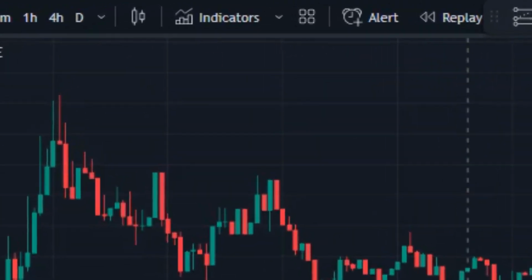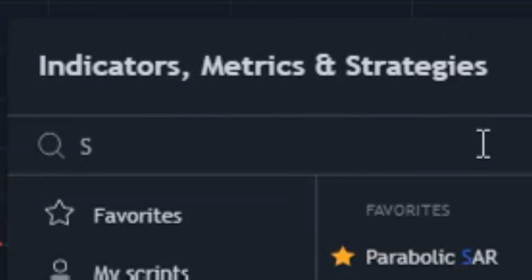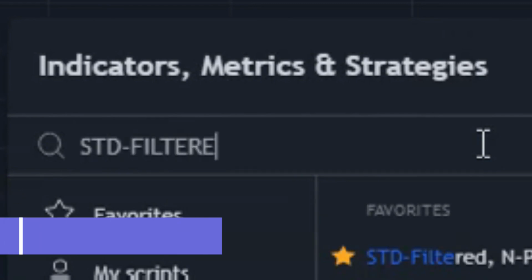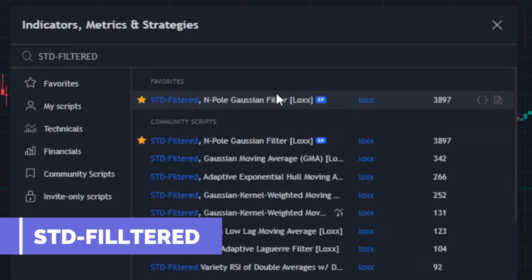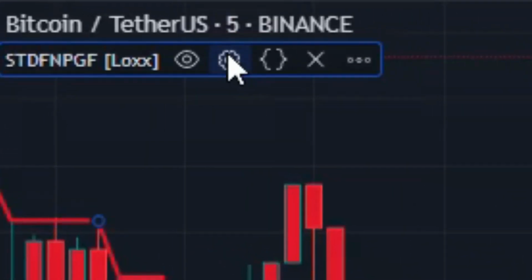Check this out. The first thing I want to do is to use the indicator called STD-filter. It is one of the best indicators for scalping. So to make it super accurate, we gotta tweak some changes.